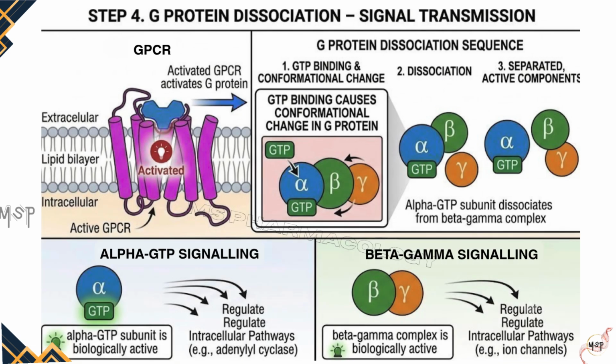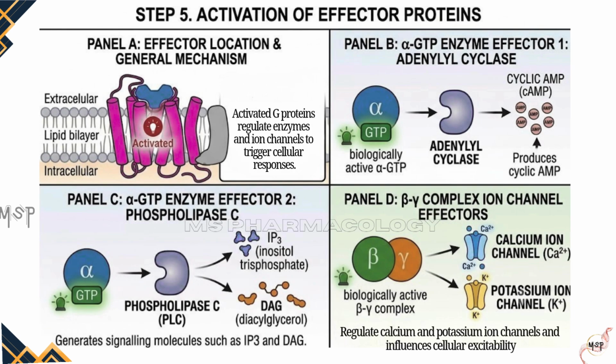Step 4. G protein dissociation. As mentioned earlier, activation causes the G protein to dissociate. The alpha GTP subunit separates from the beta-gamma complex, and importantly, both components can activate downstream signaling pathways. Step 5. Activation of effector proteins.